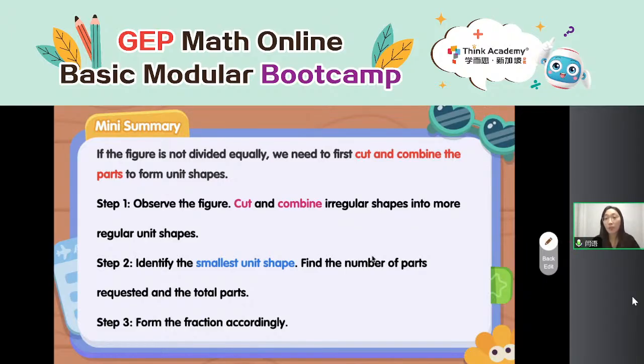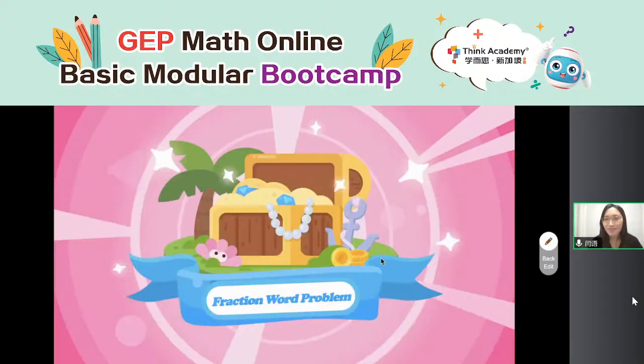What is the meaning of denominator? Denominator means the whole parts. And what is the meaning of the numerator? That means the parts you take. And we just combine them, then you will see a fraction. Okay? Yes. So the last part. Are you ready?